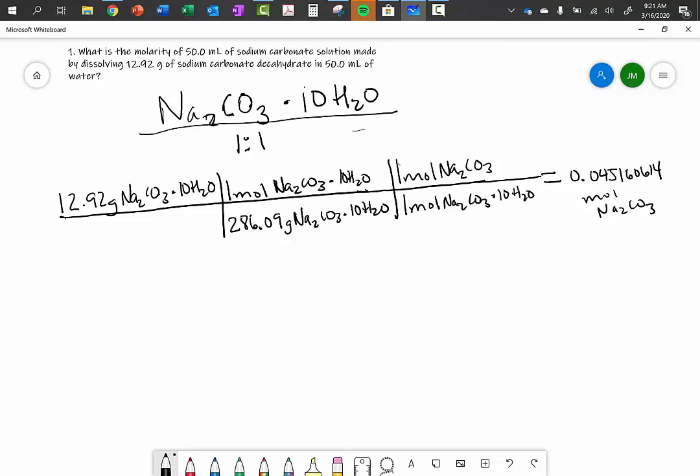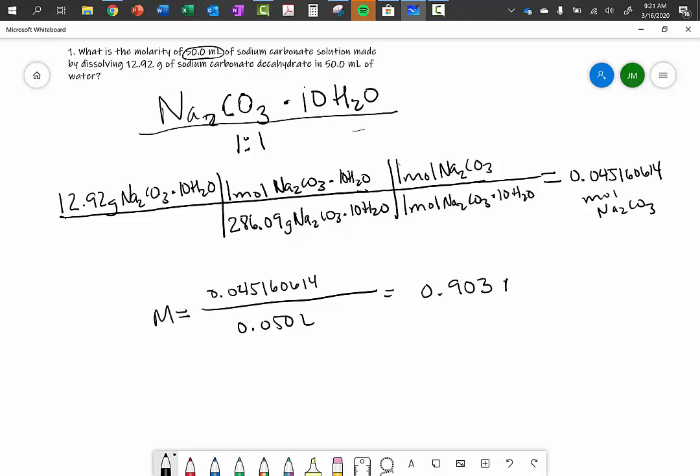Now that I have moles, this just becomes a molarity problem. So I have a volume of 50 milliliters. So I know that molarity is equal to my moles divided by my amount of liters. So my final molarity, once we account for sig figs, is 0.903 molar. And that is our answer.